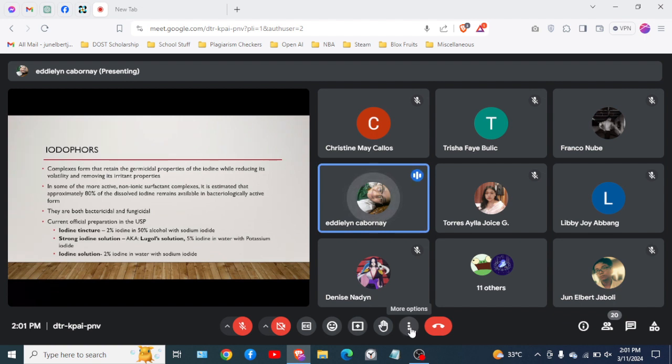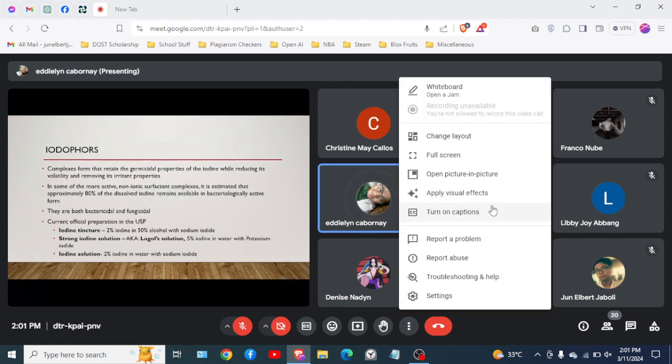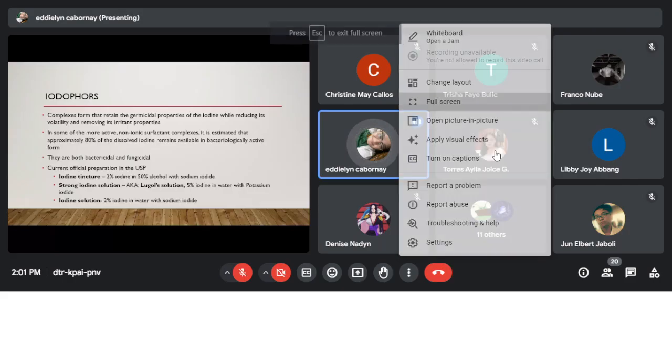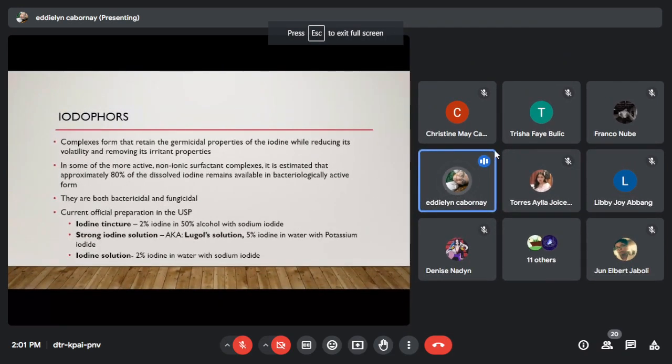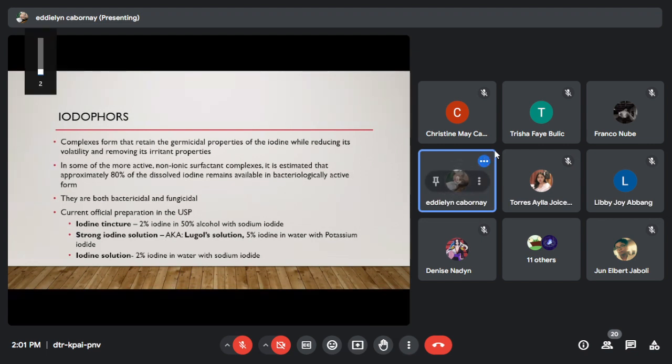So we have here the different official preparations of iodophores. So we have iodine tincture, with a combination of 2% of iodine in 50% alcohol with sodium iodide. We also have strong iodine solution. The other term is Lugol solution, which has the preparation of 5% iodine in water with potassium iodide. And then we also have iodine solution, 2% iodine in water with sodium iodide.